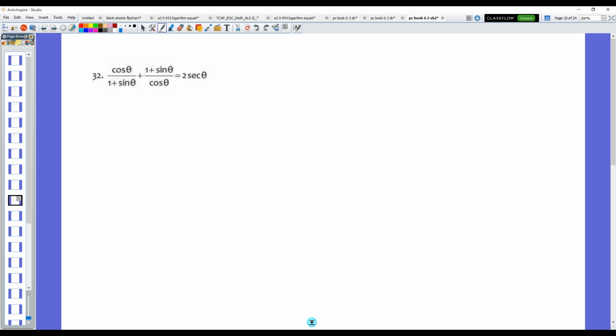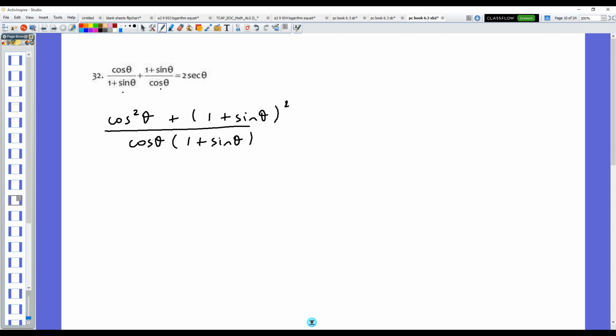Here I'm going to get a least common denominator. Least common denominator between 1 plus sine and cosine will be the two things, cosine and then the group. To go from a 1 plus sine, this first fraction, to the new denominator, I need to pick up the cosine. I already have a cosine. I now have cosine squared. From the second fraction with a cosine to the new fraction, I need to pick up the group, 1 plus sine. I already have a 1 plus sine. I now have 1 plus sine squared.